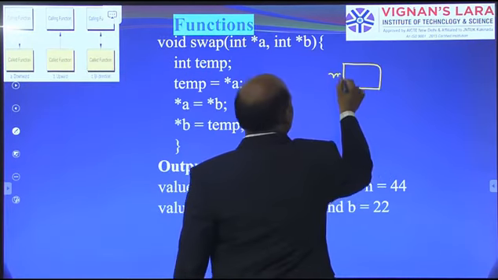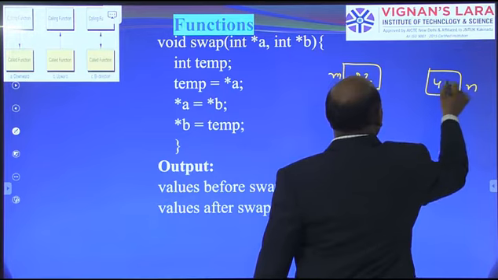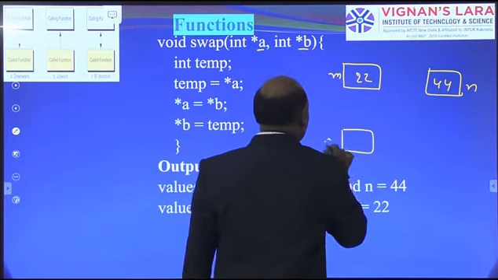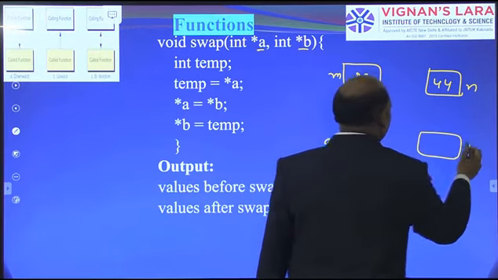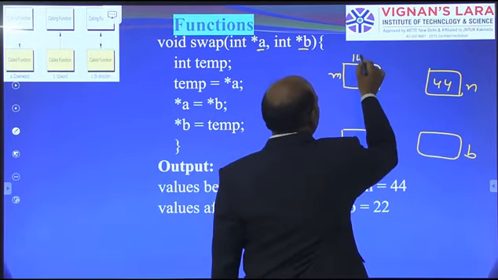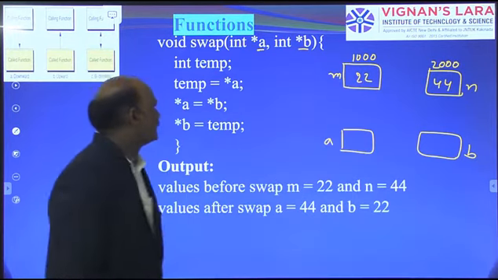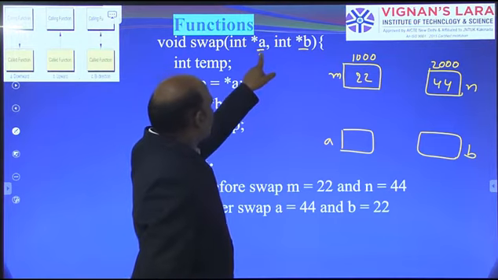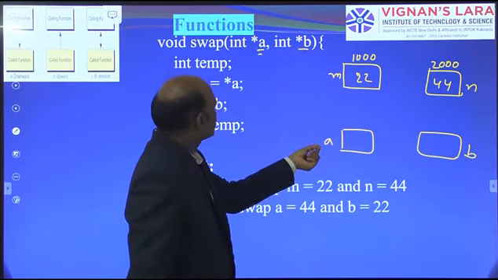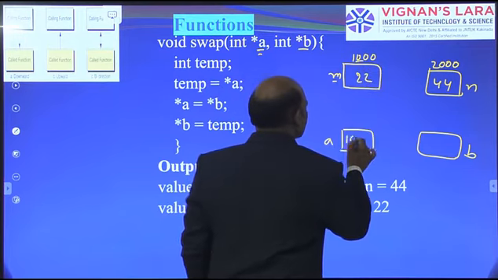See here, M value is 22, N value is 44. So here the formal parameters are A and B. M is having some address, 1000. N is having some address, we are assuming 2000. Now this is the formal parameter for M, right? So this formal parameter receives the address of M. What is the address? 1000.